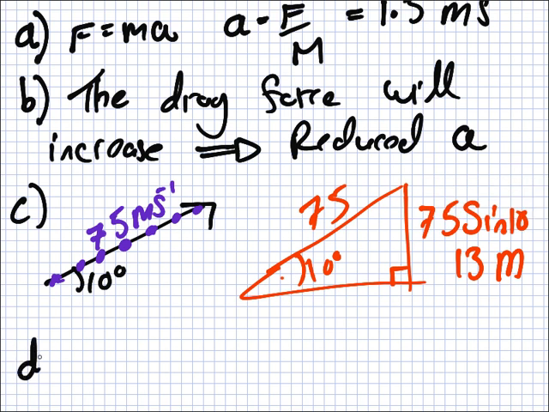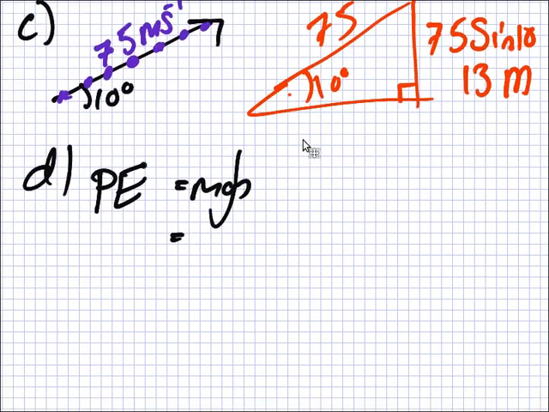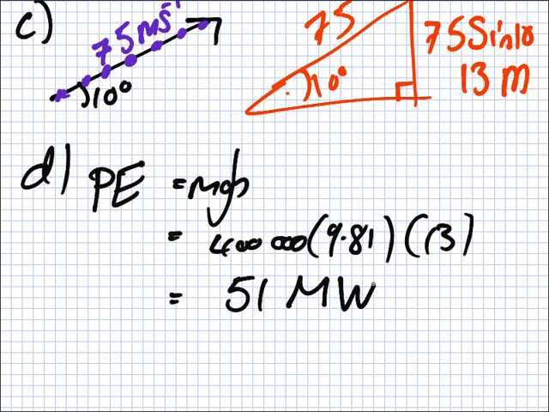D. Show the gain of gravitational potential energy per second is approximately 51 megawatts. So the potential energy per second is mgh. What did I say the m was? 400,000 kilograms, times 9.81, times 13. And that should be equal to 51 MW. That's 51 megawatts. Now, why is it megawatts and not megajoules? It's per second. Because in the question they wanted the mgh per second.